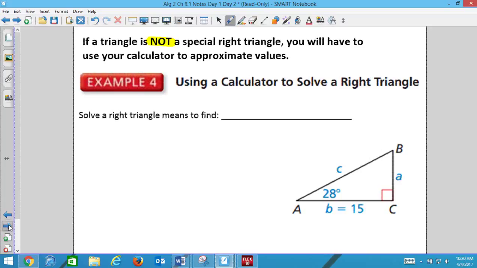Here we go. Today we're going to solve a right triangle. When it says solve, these are from 2 days ago. Have you not been here for 2 days? 9 months?